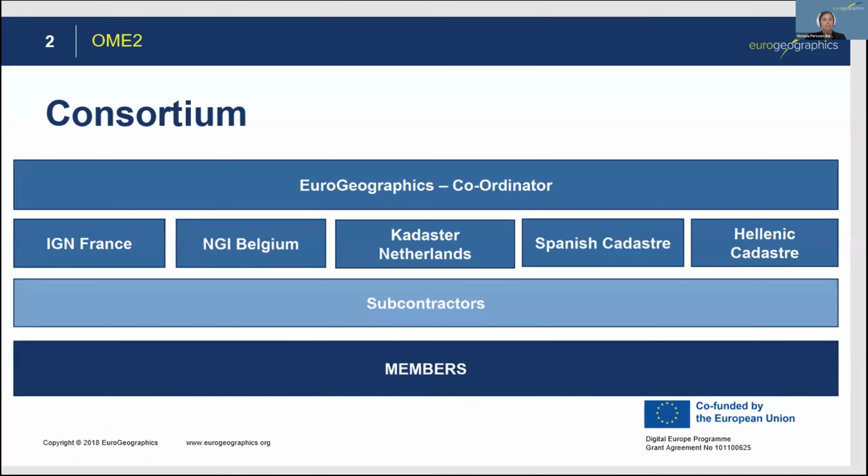The project we're leading is comprised of a consortium. We are the coordinators. Five of our members from France, Belgium, Netherlands, Spain, and Greece are project partners. We have BKG Germany and IDOX France as subcontractors. And of course, our members are integral parts of our project because they are the national data providers that provide us with data so that we can provide it in a pan-European format.